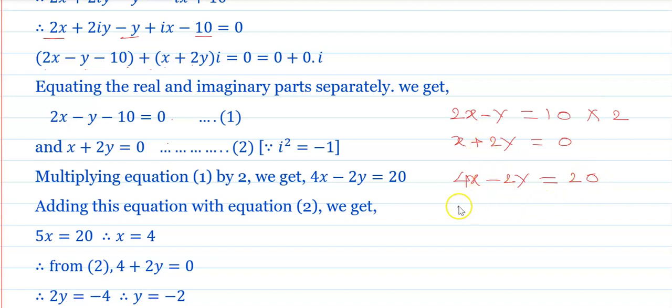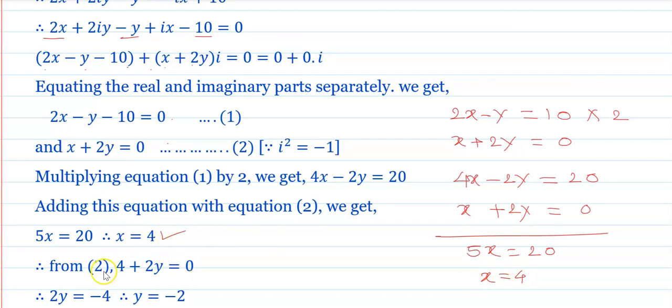Now we will add these two equations. x plus 2y is equals to 0. If we add these two, then 4x plus x, you will get 5x is equals to 20, and hence x is equals to 20 upon 5. 20 upon 5, you will get x is equals to 4.